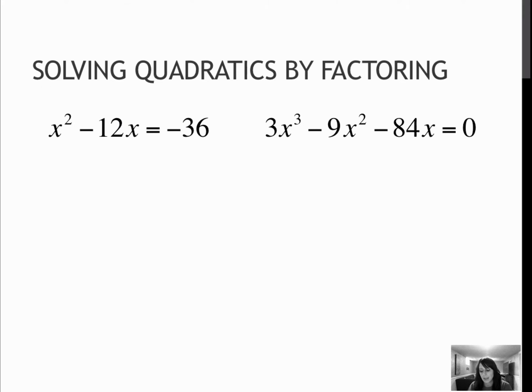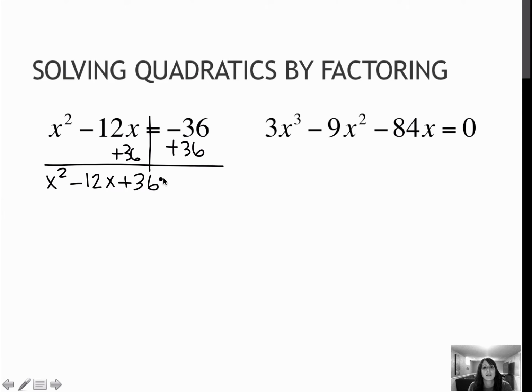For my next example, we can see that it's a little bit different because I don't have it equal to 0. I really need it to be equal to 0. So I'm going to add 36 to each side of the equal sign. And when I do that, I get x squared minus 12x plus 36, and on the other side, I get 0. So whenever you have something that is not equal to 0, that's what you're going to do.